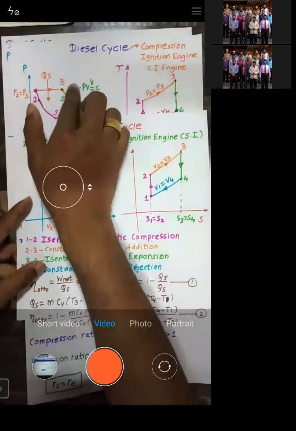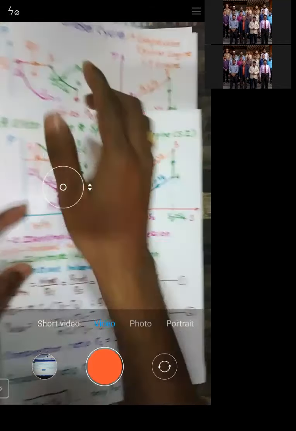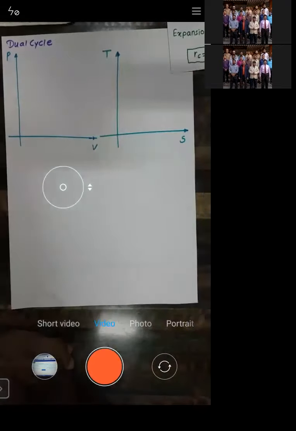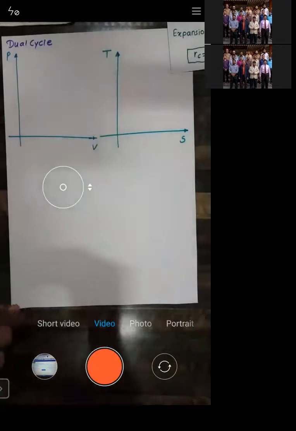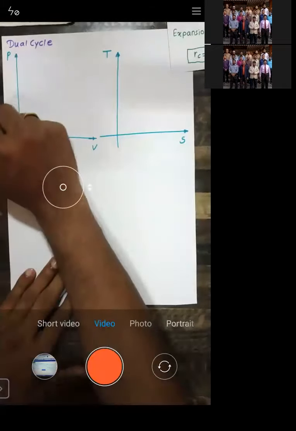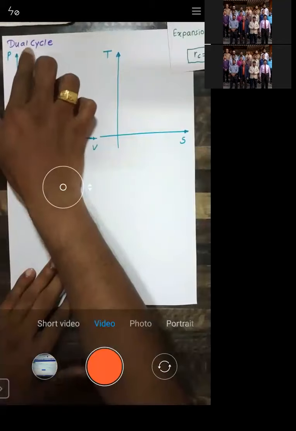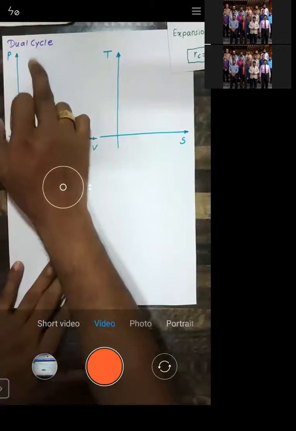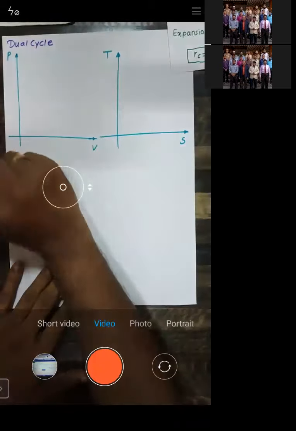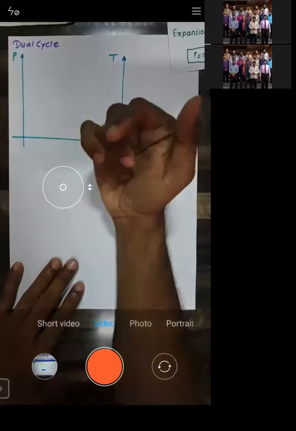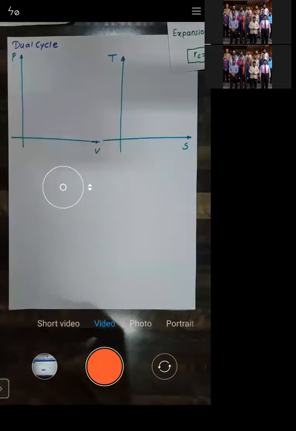Now what happens in the dual cycle is, heat is added initially at a constant volume, then at a constant pressure. So this is the meaning of the dual cycle. Initially we add the heat at a constant volume like the Otto cycle, then we add the heat at a constant pressure like the diesel cycle. The rest of the procedure will remain the same. So let us start.